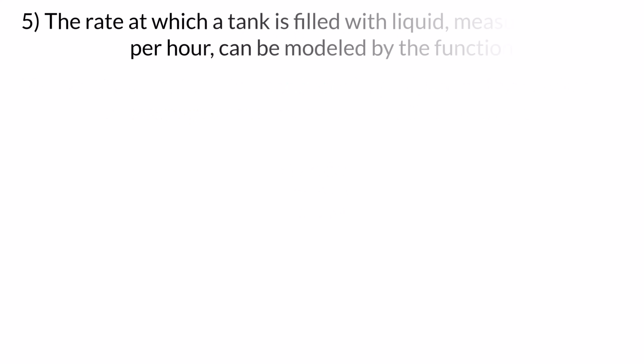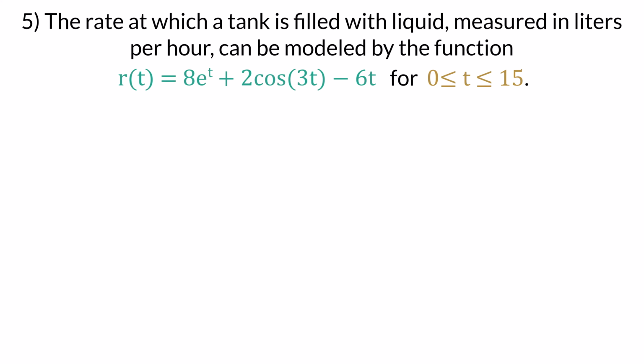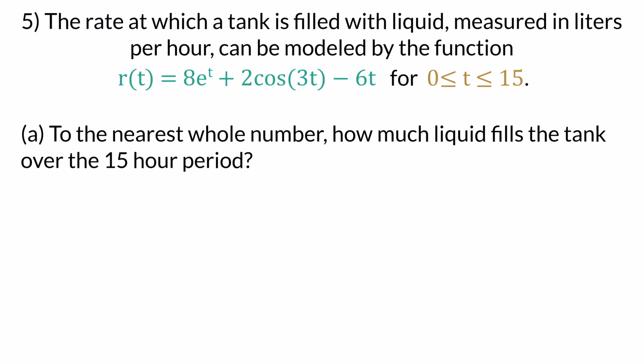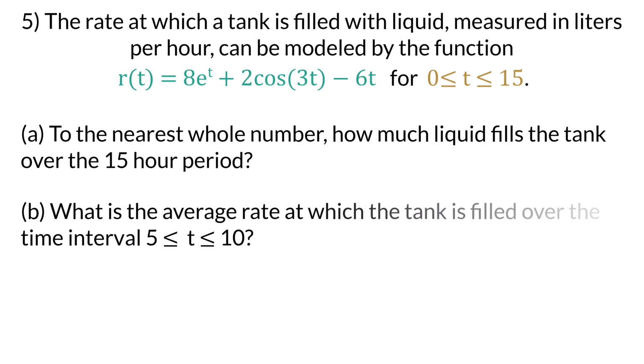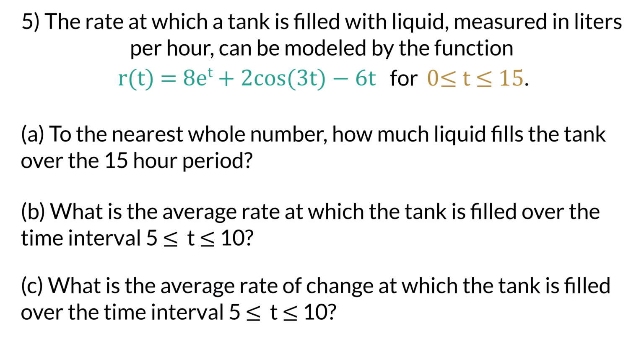The rate at which a tank is filled with liquid, measured in liters per hour, can be modeled by the function r of t equals 8 e to the t plus 2 cosine of 3t minus 6t for our time between 0 and 15, where time is measured in hours. Part A. To the nearest whole number, how much liquid fills the tank over the 15-hour period? Part B. What is the average rate at which the tank is filled over the time interval 5 to 10? Part C. What is the average rate of change at which the tank is filled over the time interval 5 to 10?